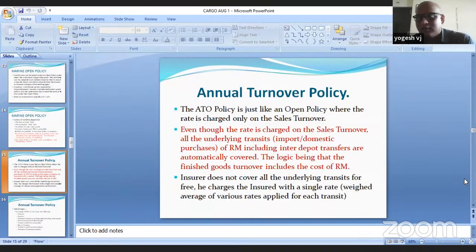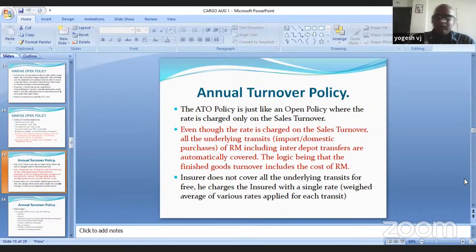Even though the rate is charged on the sales turnover, all the underlying transits are covered, be it import, export, or domestic purchases of raw materials, including inter-depot transfer. Now, imagine this. You are a factory located in Ahmedabad and you have an annual turnover policy. Goods are coming to you from, say, USA or Germany; that is covered under this policy. Now you are sending these to various warehouses of your own in Ahmedabad; that is covered. Now you are sending these goods from the warehouses all across India; that is also covered, including loading and unloading. So don't you think that this is a very dangerous policy? Loss can occur at any particular leg.